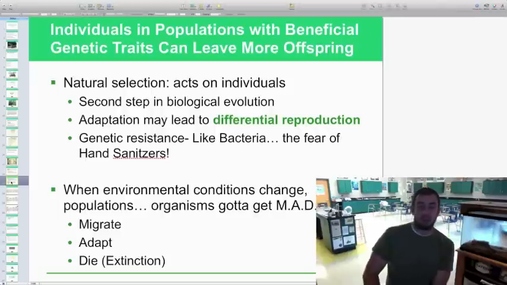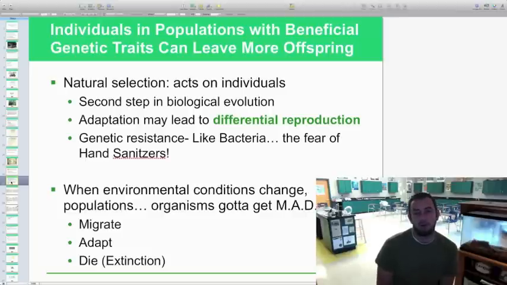So there's also genetic resistance, like bacteria, which kind of breeds the fear of hand sanitizers. A lot of people look at hand sanitizer as a dangerous thing because it says it kills 99.9% of bacteria. But there are billions of bacteria all over your body, all over the desk, all over everything else. So that 0.01% it doesn't cover is still like millions of bacteria, and those bacteria could become more resistant to the different alcohols or antibiotics that we're using to kill them. So that is kind of the danger there.